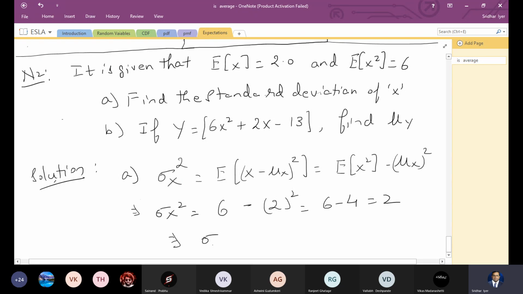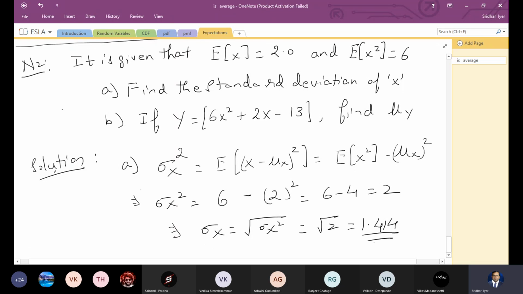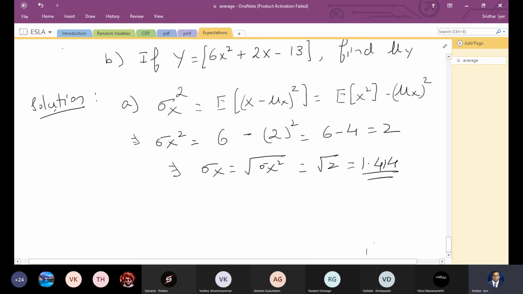Therefore, the standard deviation sigma x is root of sigma x square. Therefore, that is going to be root 2, and root 2 is 1.414, right? So that was a simple part to solve. All the values were given to us, right?